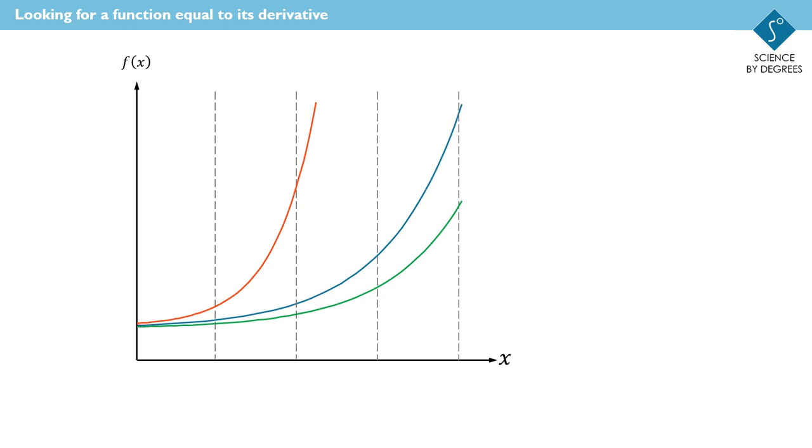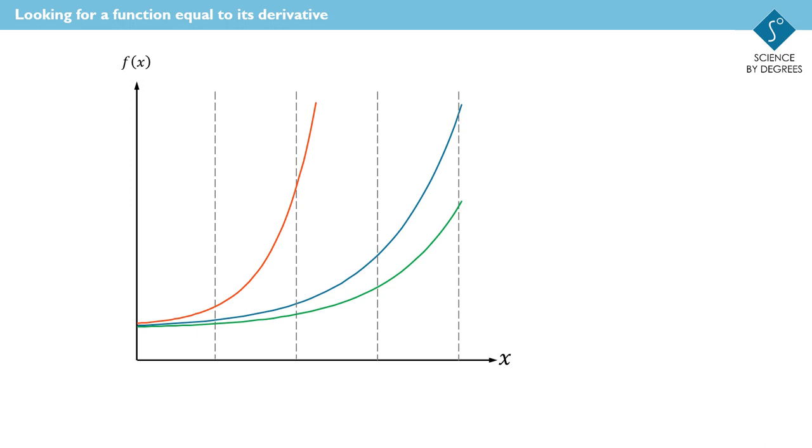And in fact, although those functions look promising, they do give a derivative or rate of change that is proportional to the value of the function, but it isn't equal to it. And we really want the derivative to be equal to the value of the function. In other words, we're looking for the blue line, not the red and green ones.